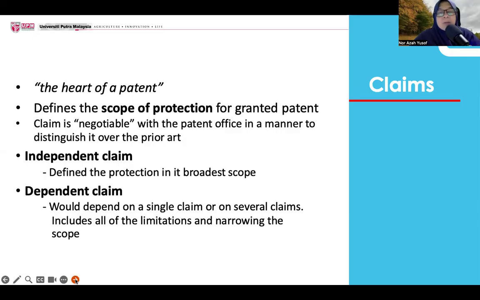Now, an independent claim is easy because it is not related to another claim. But for a dependent claim, usually you are talking about something probably affected by something else.